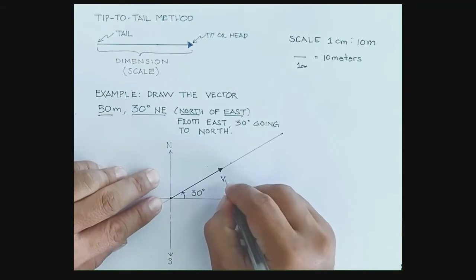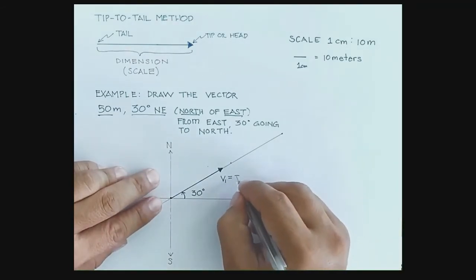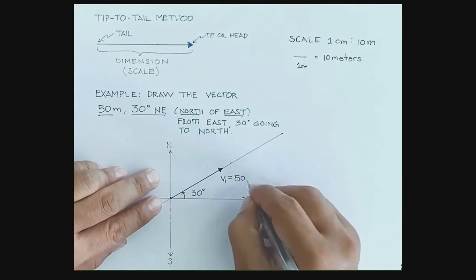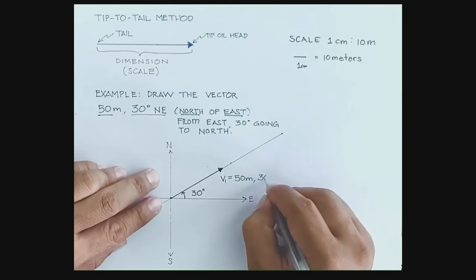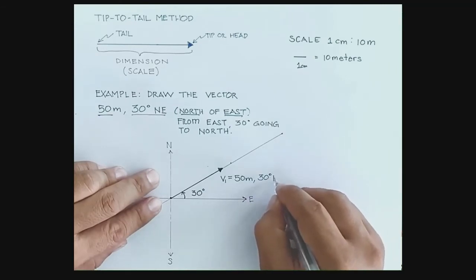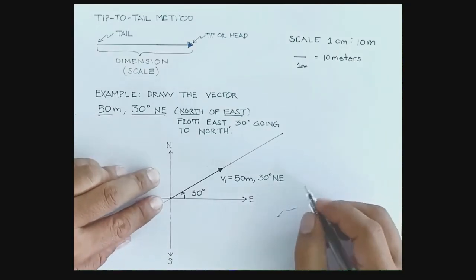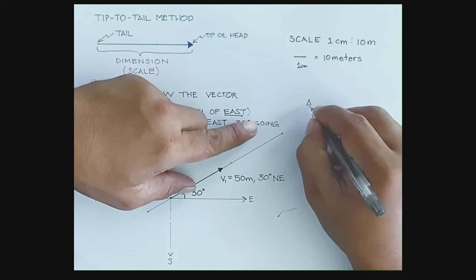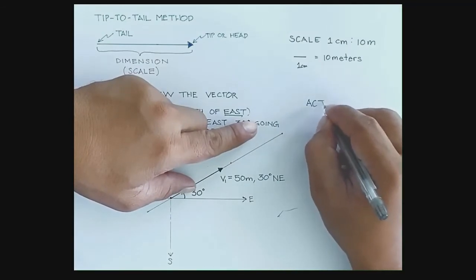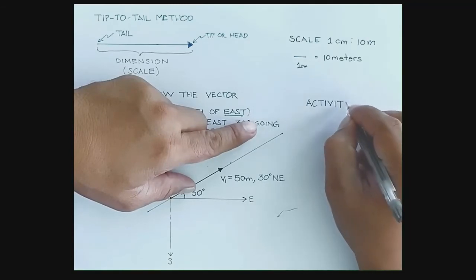Now we will be writing down the vector. We will label the vector as v1, or vector 1, which is 50 meters, comma 30 degrees northeast. Okay, that's it. Now let's have an activity on this, and this time you will be making use of your materials.